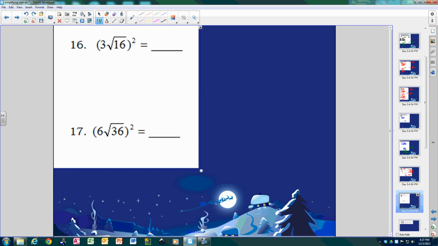Okay, now this one just means do this, whatever's inside, do it that many times. But first I'm going to notice here, okay, first of all, the square root of 16 is really 4. So this really means 3 times 4 squared. Well, 3 times 4 is 12. And I still have my squared. And 12 squared really means 12 times 12.